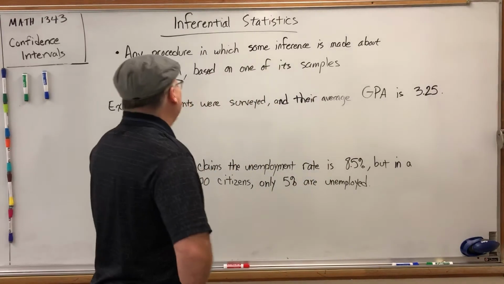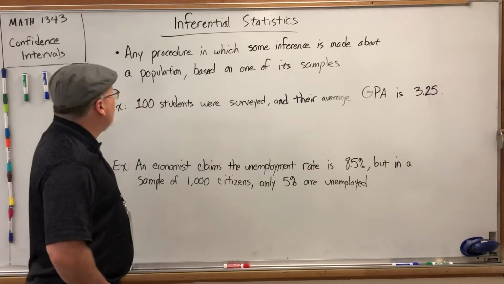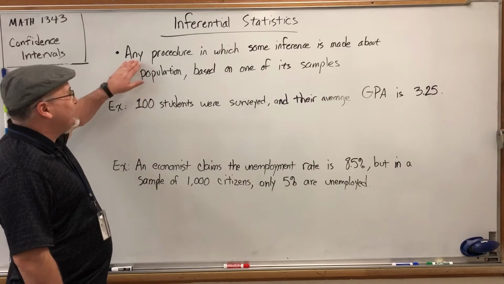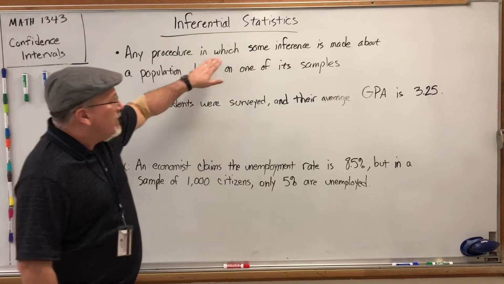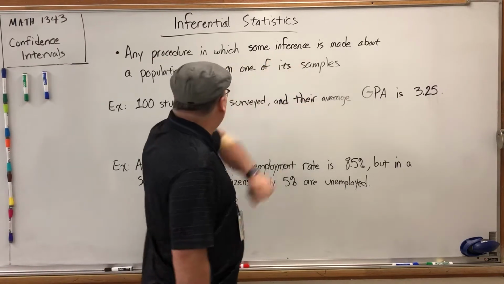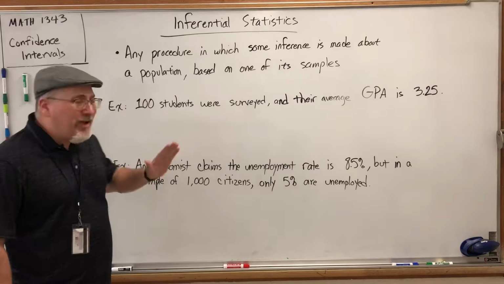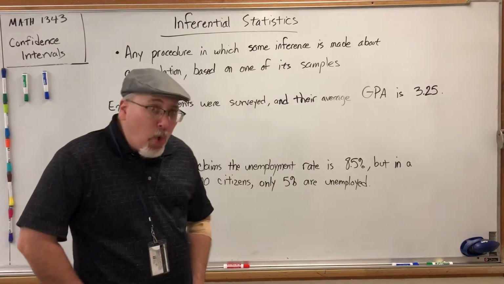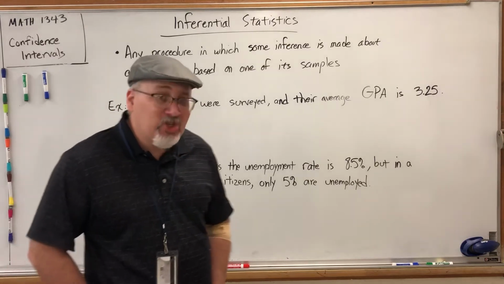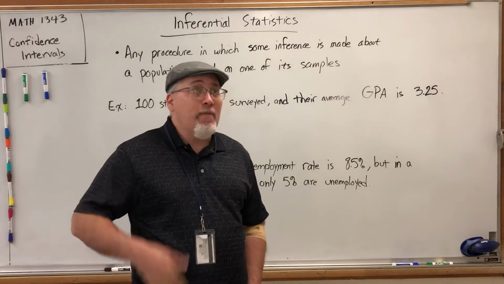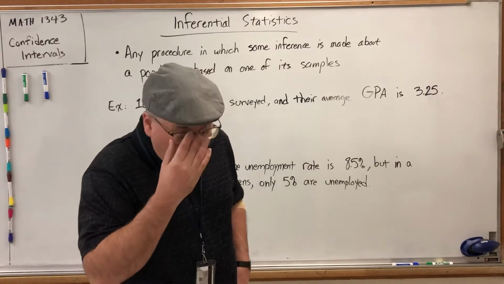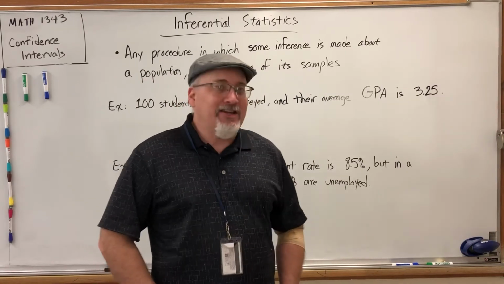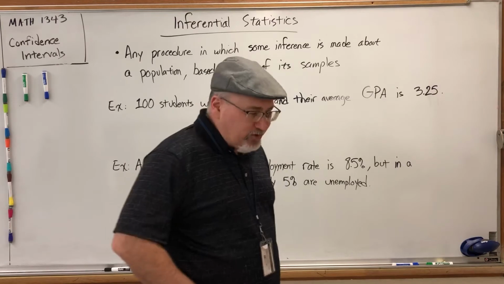But we're going to be dealing mostly with inferential statistics. And just a reminder, inferential statistics is any procedure in which some inference is made about a population based on one of its samples. This is how statistics works, and the reason inferential statistics is a thing when you compare samples to populations. Why don't we just measure the population and say something about it instead of relying on what one of its samples says?